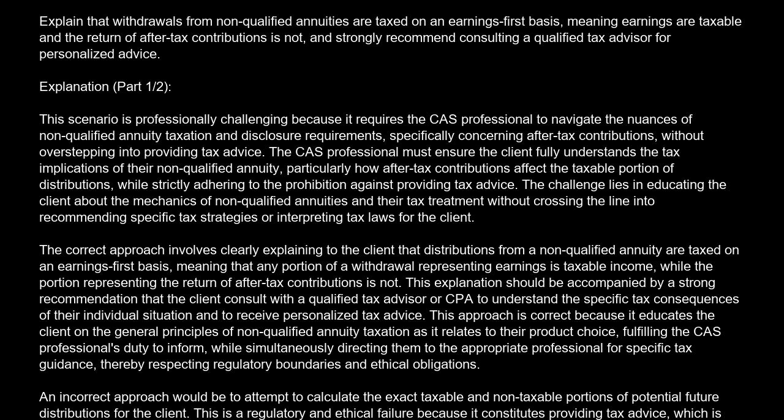An incorrect approach would be to attempt to calculate the exact taxable and non-taxable portions of potential future distributions for the client. This is a regulatory and ethical failure because it constitutes providing tax advice, which is outside the scope of a CAS professional's license and expertise.